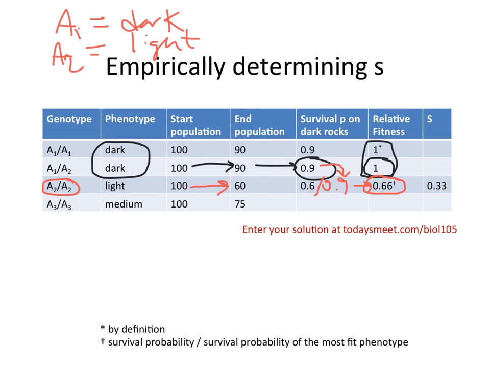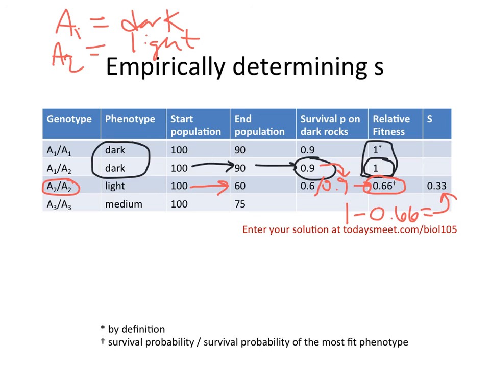So if you've got a light coat on a dark background, you have 2/3 the fitness of a dark coat on a dark background, and it's the difference between 1 minus the relative fitness, as you saw on the previous screen, that leads you to calculate the actual selection coefficient, 0.33.